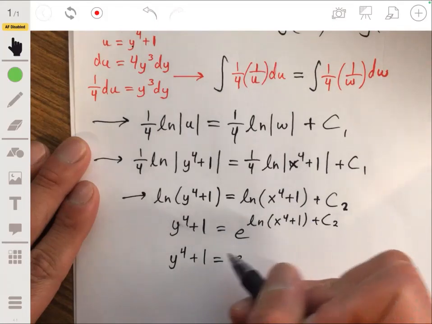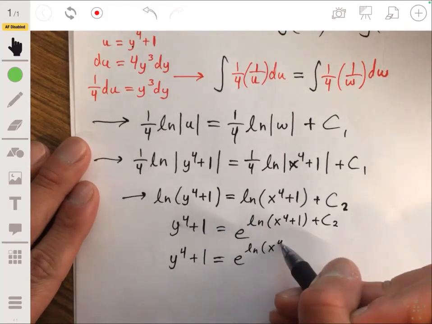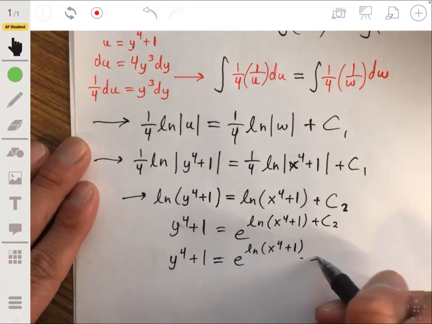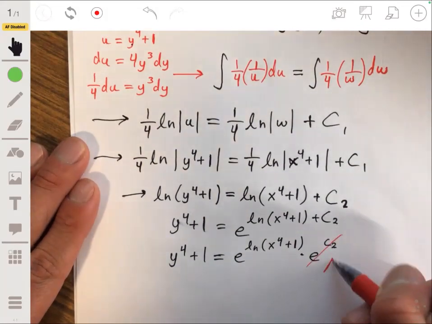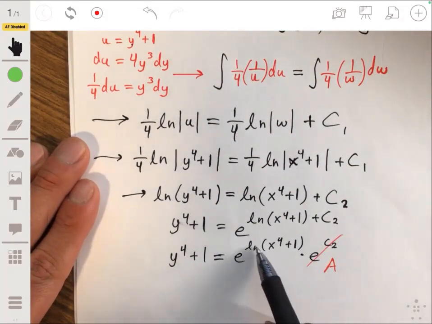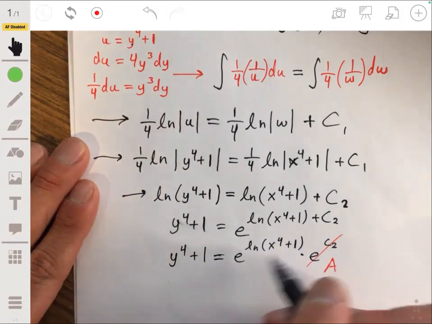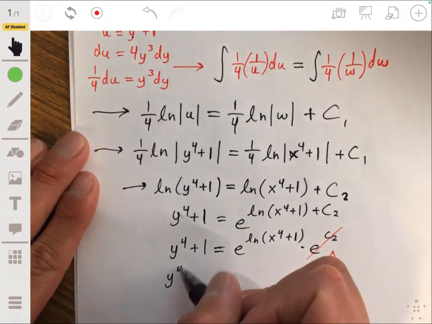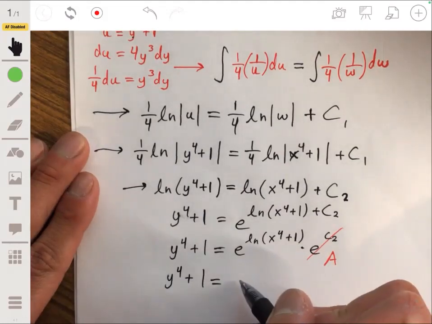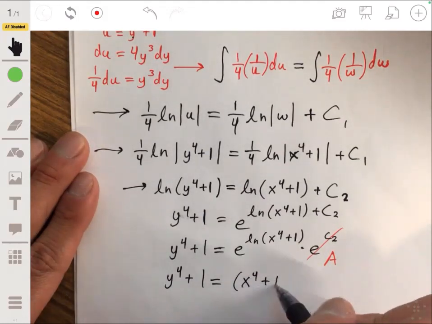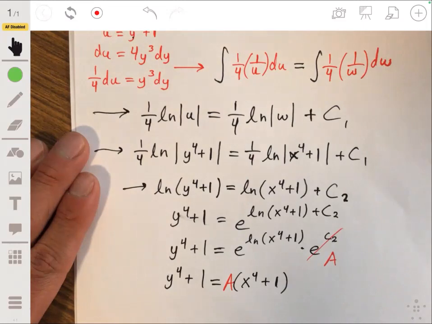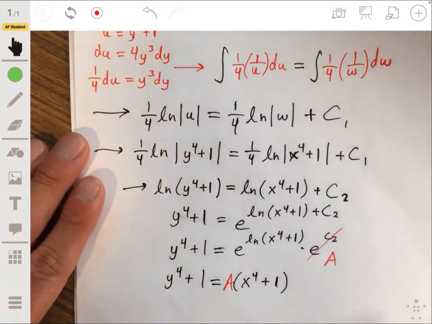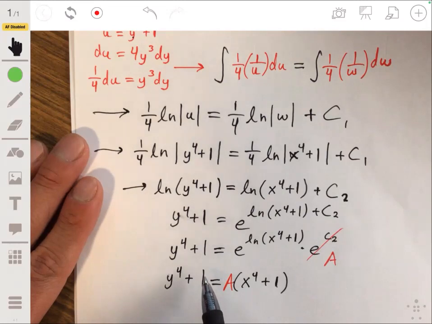So this is the same as e to the natural log of x to the 4th plus 1 times e to the C2. So e to the C2 is just some constant. And then e to the natural log of whatever its input is would just be whatever is inside. So this will be y to the 4th plus 1 equal to x to the 4th plus 1 times a. Let me put the a in front. And again, you can subtract 1, but you pretty much already got y by itself.